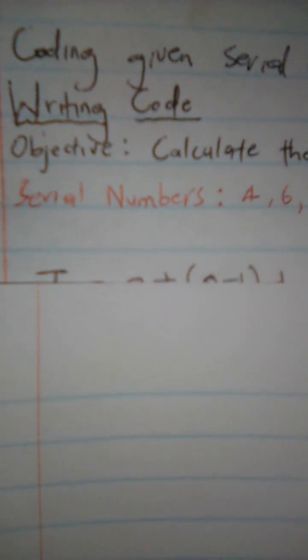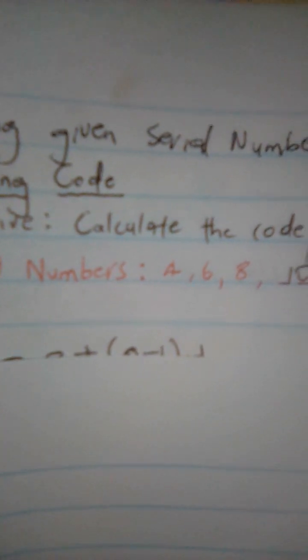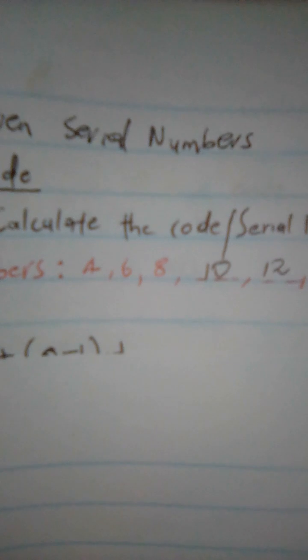Here is the problem. We've got given serial numbers here. So our objective is to calculate the verification code from these serial numbers. These numbers are 4, 6, 8, dash, dash, dash. So we have to calculate the missing dashes, which are the terms of these serial numbers.